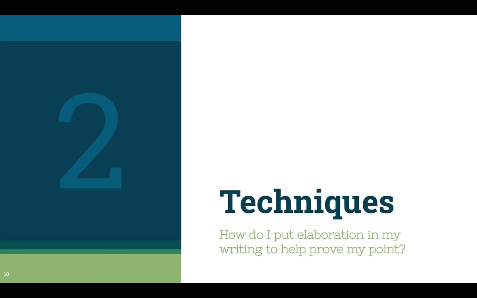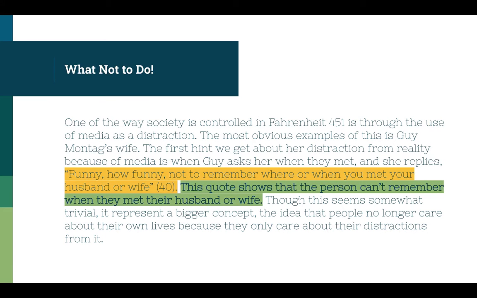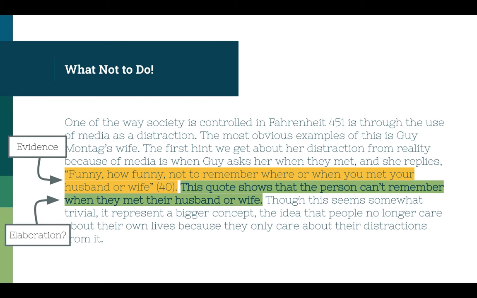One of the hardest things is how we actually use elaboration, or what do we even write about? The first thing I want to point out, when you have your evidence, what you don't want to do is this. Notice in green what's happening here. This quote shows that the person can't remember when they met their husband or wife. That's not elaboration. All that truly is, is summary. And that is not what we want to do.